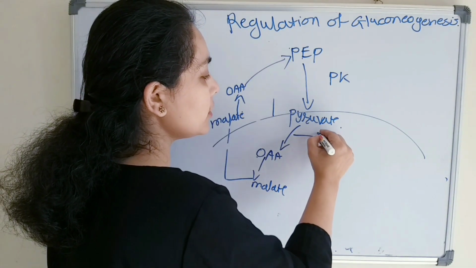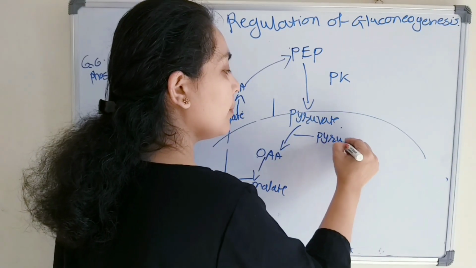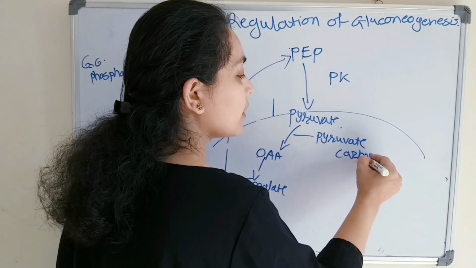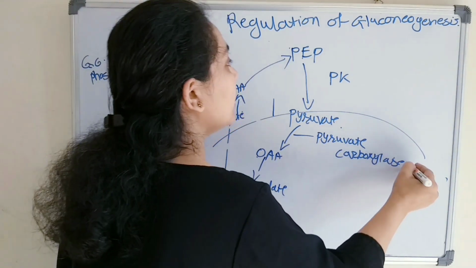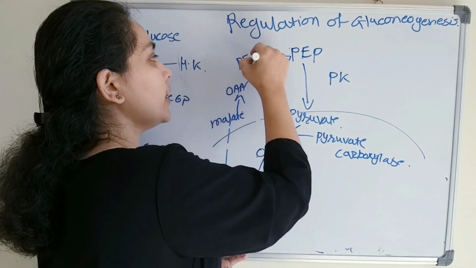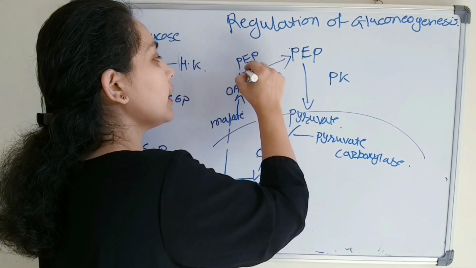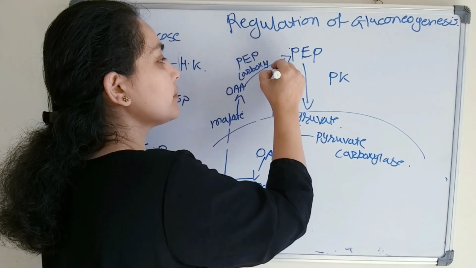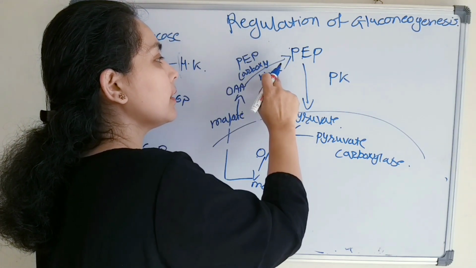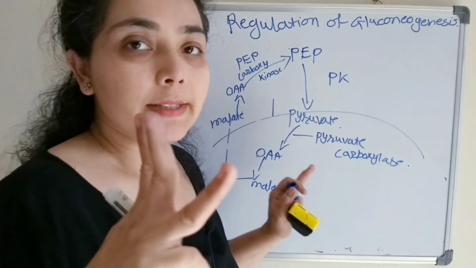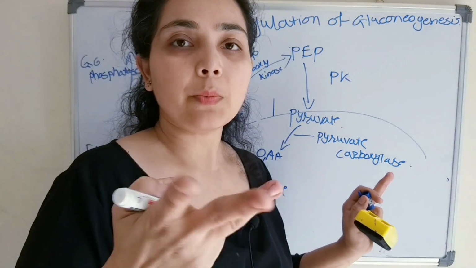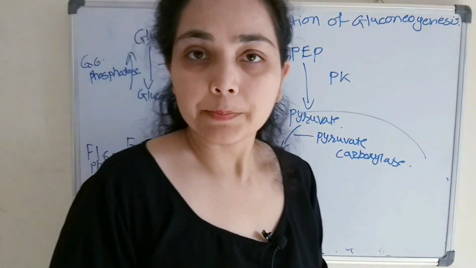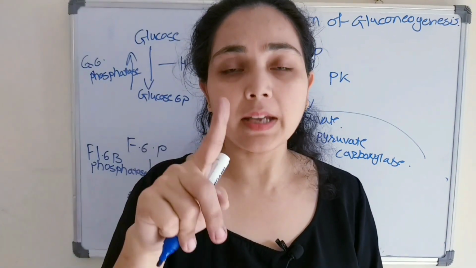Here the enzyme was pyruvate carboxylase, and here the phosphoenol pyruvate carboxykinase. Okay, so there was a difference between these 3 steps in glycolysis and gluconeogenesis. The rest of the steps are the same.